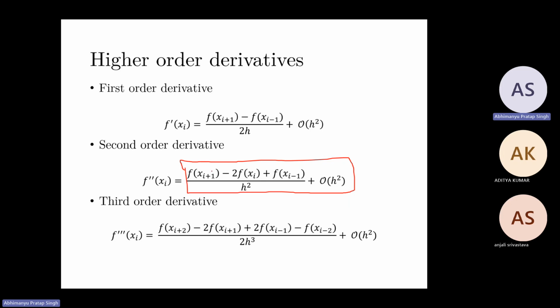Similarly, you can initialize with any of them and use either the forward derivative or backward derivative, or even the central derivative, and you will get the third order derivative. The order of approximation for third order derivative is also h square. So each of these formulas is of the order h square accurate. We'll look at the same example and try to find the second and third order derivatives.